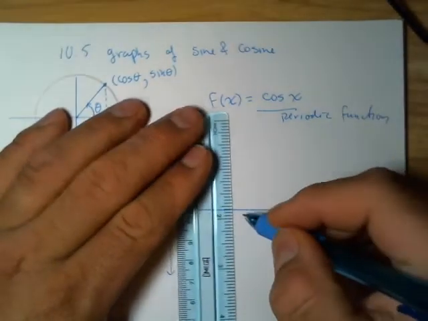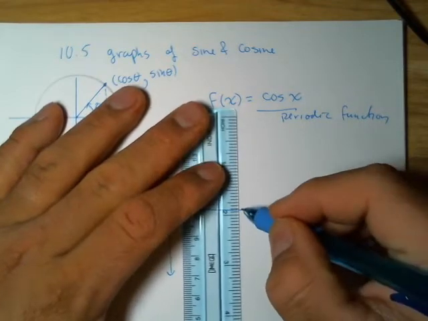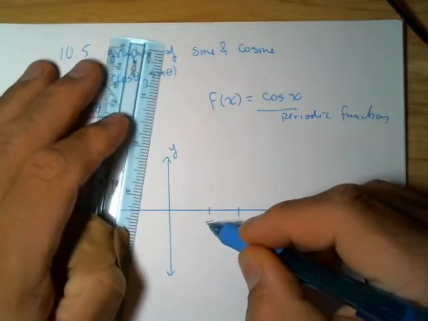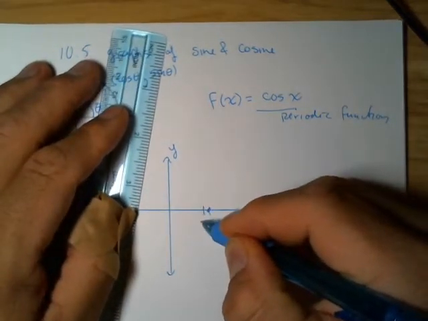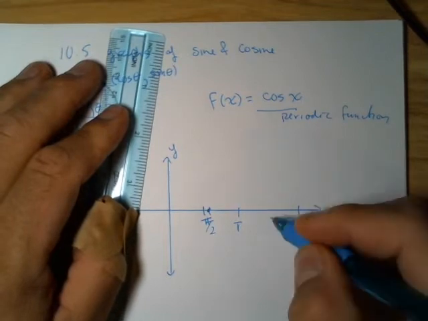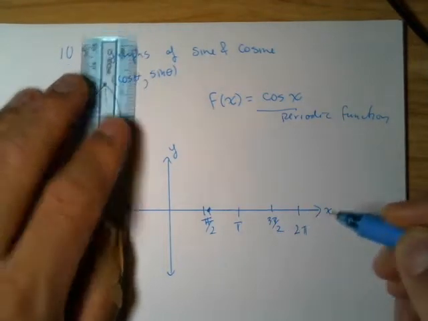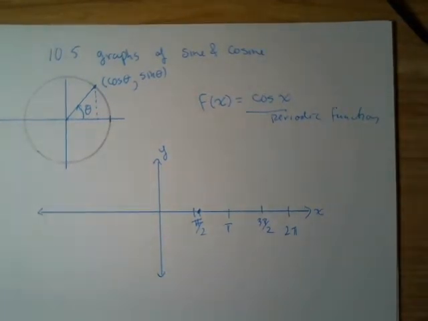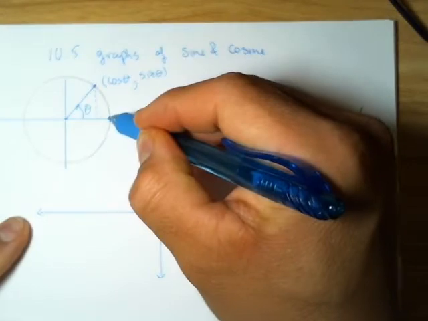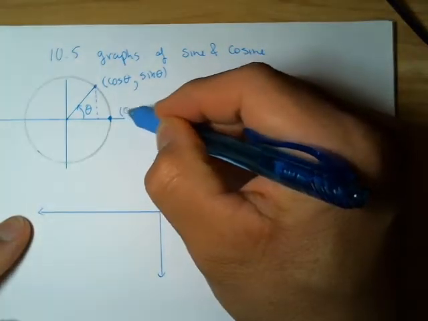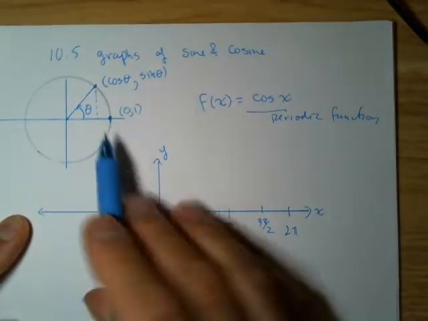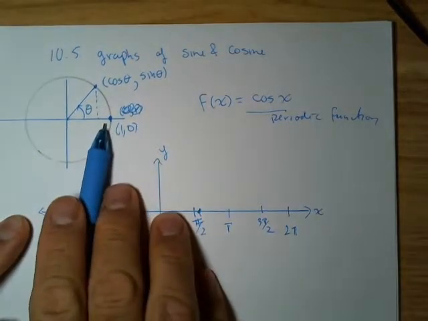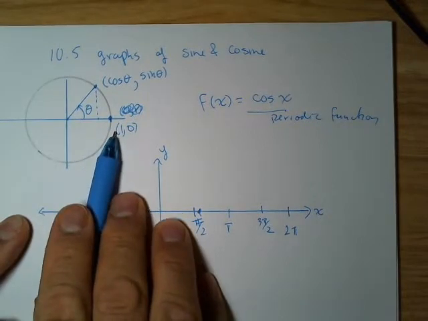2 pi, halfway is pi, and halfway between 0 and pi we'll call pi over 2. And halfway between pi and 2 pi, that's 3 pi over 2. Those are all our quadrantal angles. And if we notice at 0, what's the value of the point here? When theta is 0, an angle of 0 corresponds with the x value being 1.